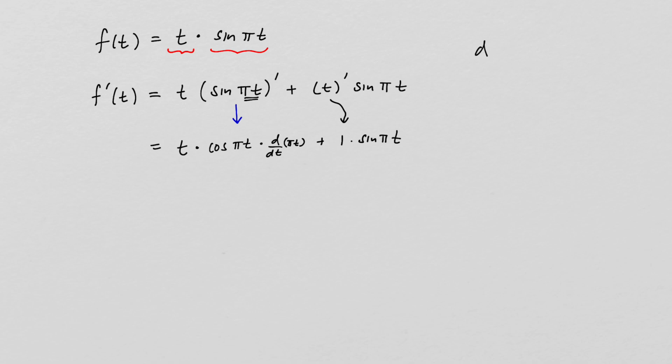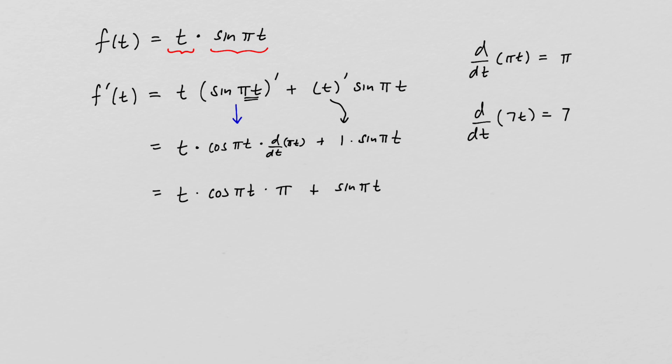So what is the derivative of pi t? Sometimes people get confused on this, but I would like to remind you that if I was to ask you what the derivative of 7t is, you would have no problem telling me that the derivative is 7. So pi t is just like 7t. Pi is a number. So the derivative of pi times t is just pi. So down here this becomes t times the cosine of pi t times the derivative of pi t, which is pi, and then plus sine of pi t.